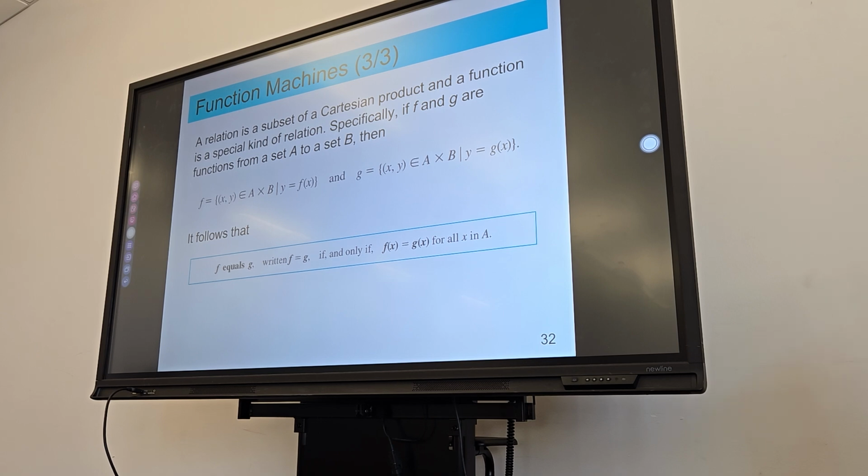Then, if f is defined here and g is defined there, f equals g if and only if for all x, the output of f with input x equals the output of g with input x. The functions would be the same.